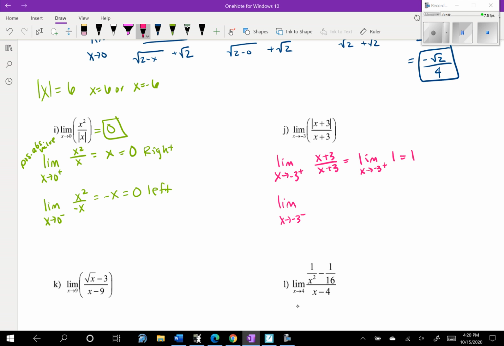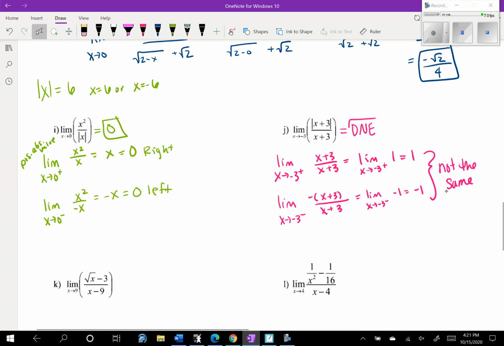Here, if we have the left side, we're going to use the negative absolute value answer. So you want to put that in parentheses because that's all on the inside. So negative of the absolute value of x plus 3, divided by x plus 3. That gives us the limit as x approaches negative 3 from the left would be negative 1. Notice that these are not the same. Thus, the limit does not exist because they are coming to 2 different values.